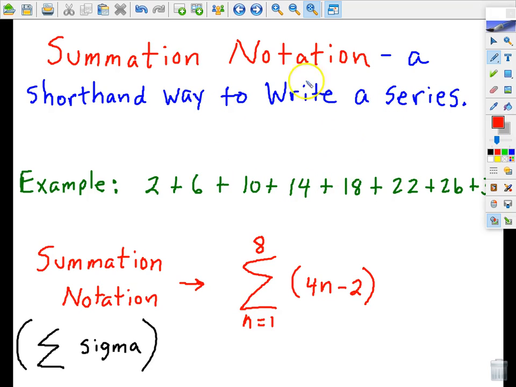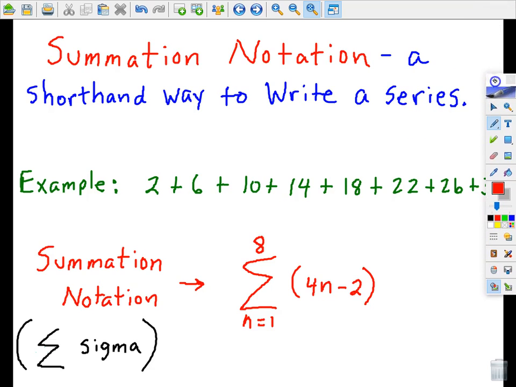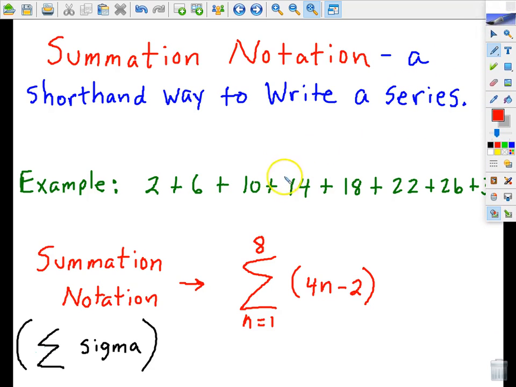The short definition of what summation notation is, I have it here in blue. Just think of it as a shorthand, or a very abbreviated way to write an entire series. Okay, and I have an example here for you. Here's a series, 2 plus 6 plus 10. You can see it's arithmetic because we have a common difference of 4. We're adding 4 each time.